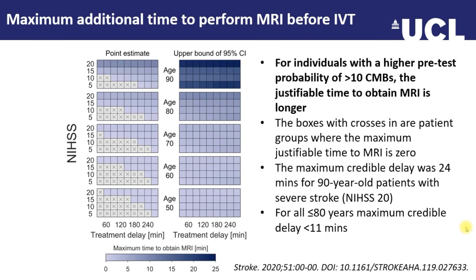When we modelled the maximum additional time to perform an MRI before thrombolysis, the maximum credible delay was 24 minutes, and for all patients under the age of 80, the maximum delay was less than 11 minutes.